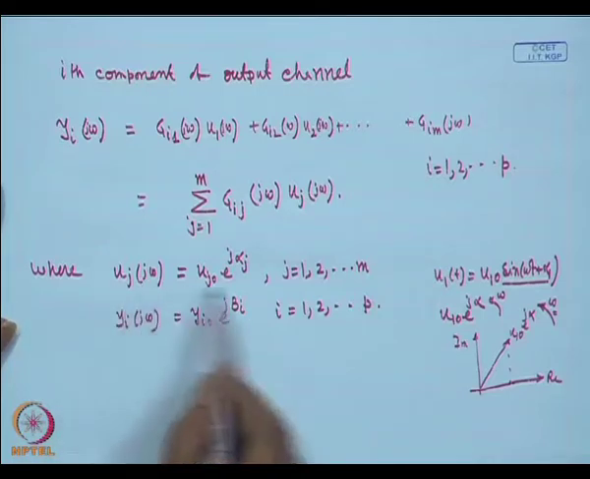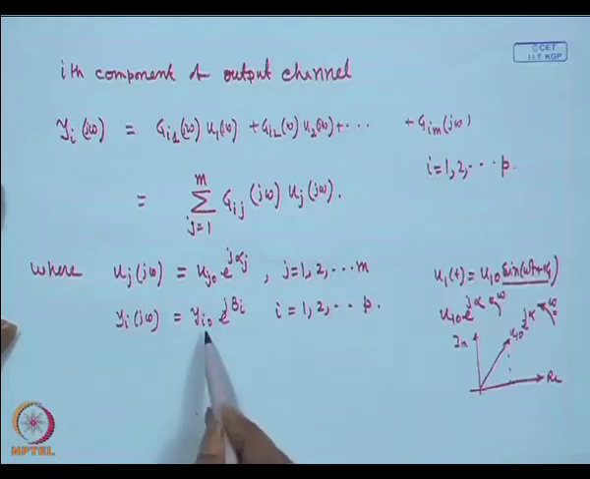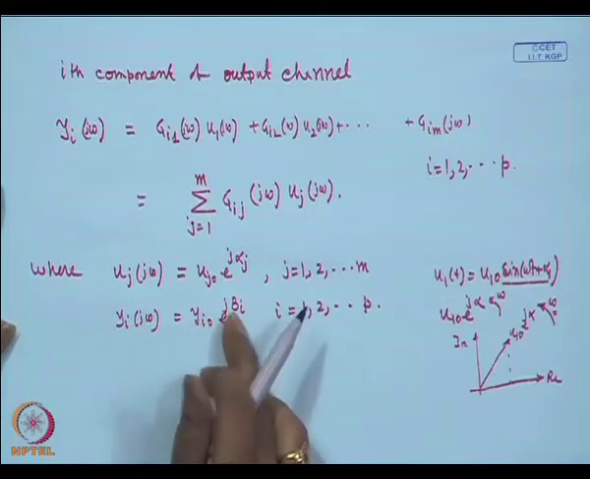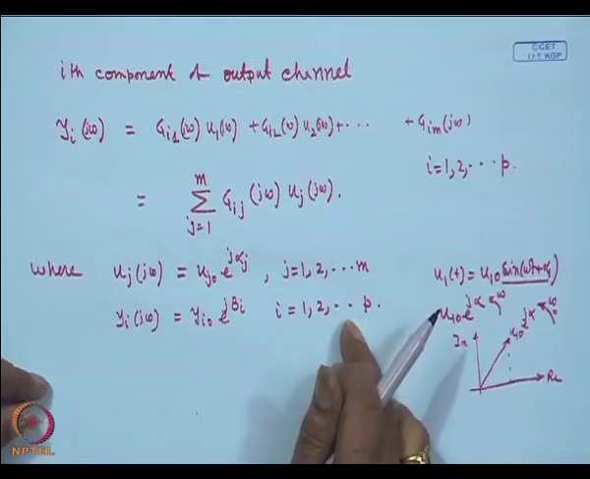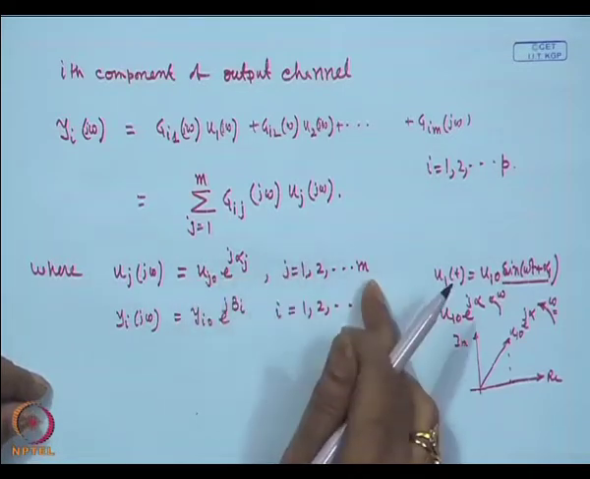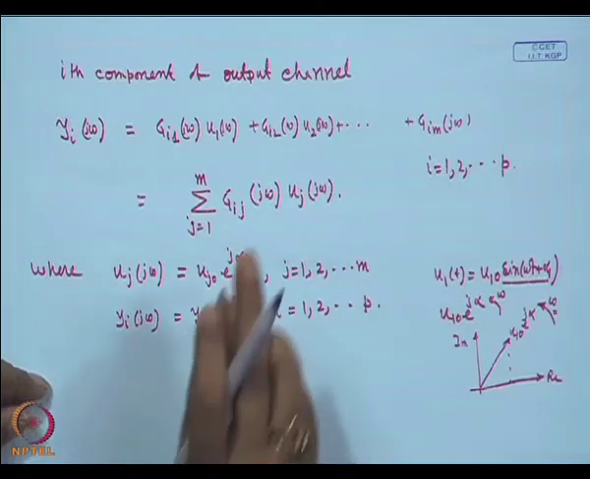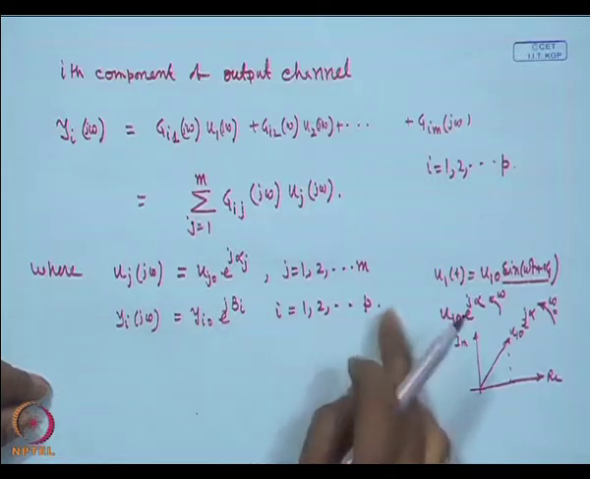So, how many phasor vectors are there? There are m vectors. How many output vectors are there? I mean, there is an output channel vector. How many components are there? P components. For the input vector, how many components are there? M components. So, the input vector dimension is m cross 1 and the output vector dimension is p cross 1.